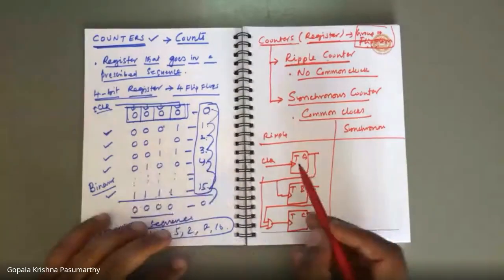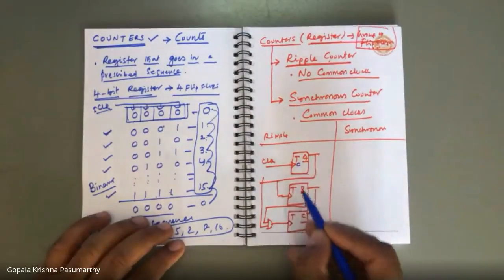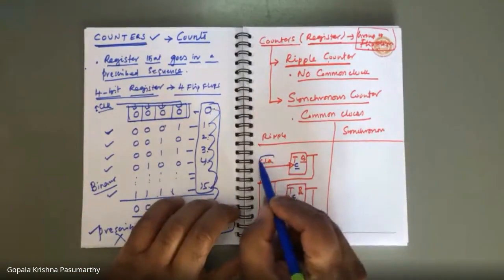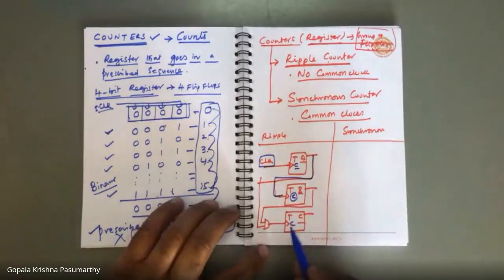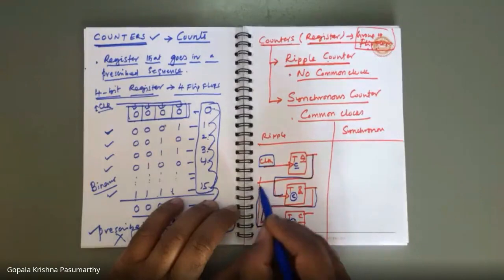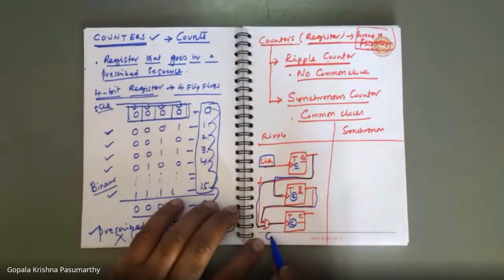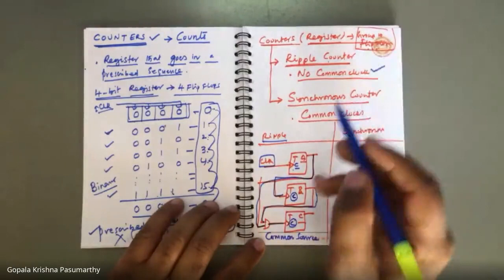See, there are 3 flip-flops A, B, C, and these are the clock inputs of the flip-flops. The first flip-flop clock input is coming from clock. The second flip-flop clock input is coming from A. The third flip-flop clock input is coming from B and A. Means the clocks are not connected to a common source. That is called ripple. In a ripple counter, there will be no common clock.